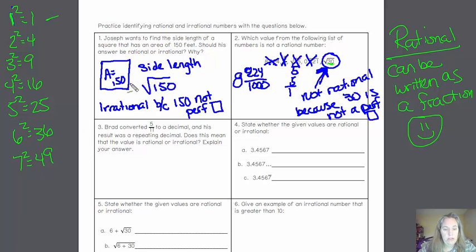So use that perfect squares list. Brad converted 5/11ths to a decimal, and his result was a repeating decimal. Does that mean that the value is rational or irrational? Rational, because it can be written as a fraction.